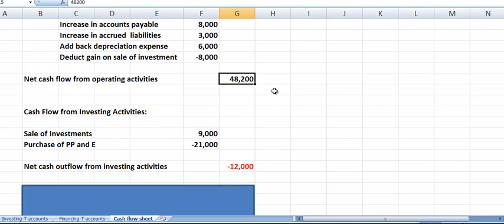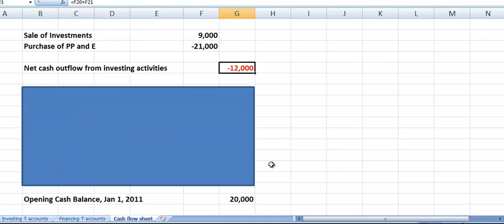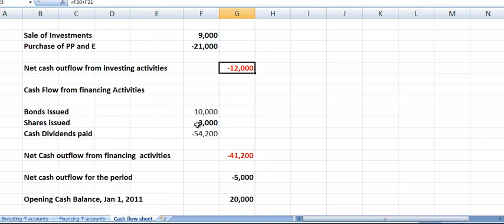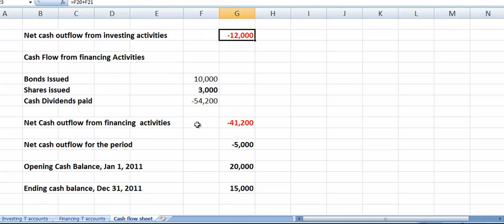So far we've got an inflow from operating of $48,200 and an outflow of $12,000. Now what we want to do is go and have a look at the financing activities and see what happened there. So I'm just going to get some of my other documents ready here, and then we'll move on to the financing activity section.